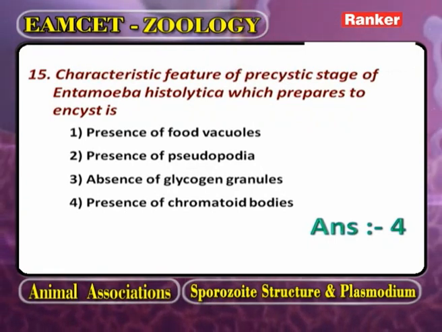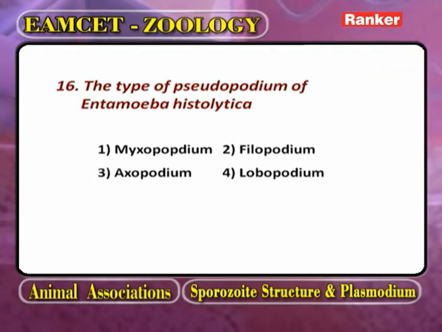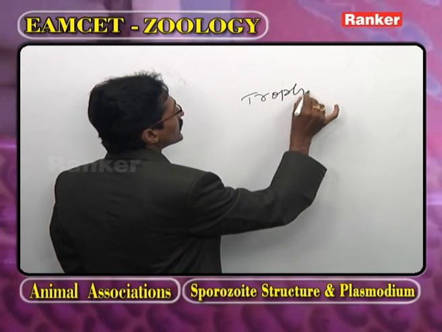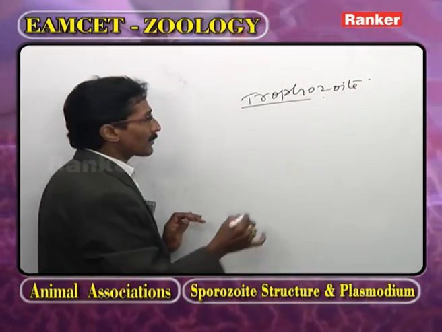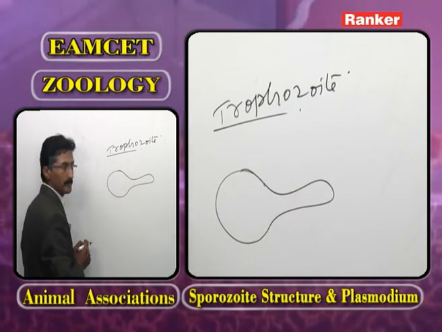Now we go for the next question. The type of pseudopodium of Entamoeba histolytica. Now in the life history of Entamoeba histolytica, one stage we call it as trophozoite. Now as we observe the trophozoite, it appears to be amoeba.